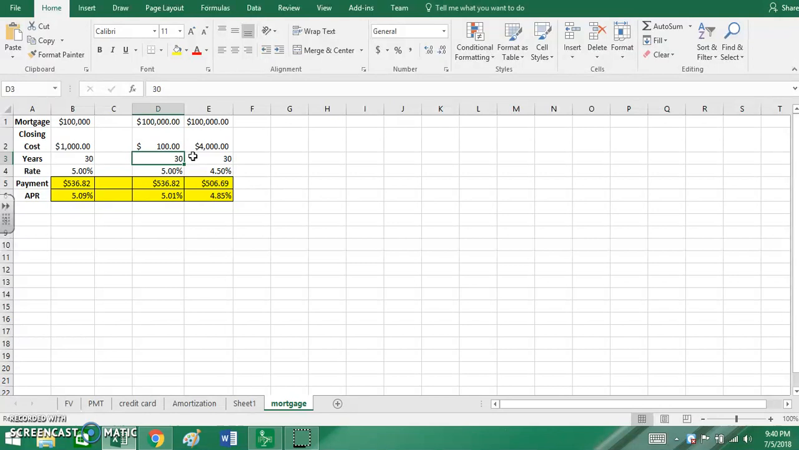Let's go back up to the $1,000 closing cost. If you look at the closing cost of the $1,000, there's not that much difference between the fixed rate and the annual percentage rate. So keep all those things in mind as you're making decisions like this.